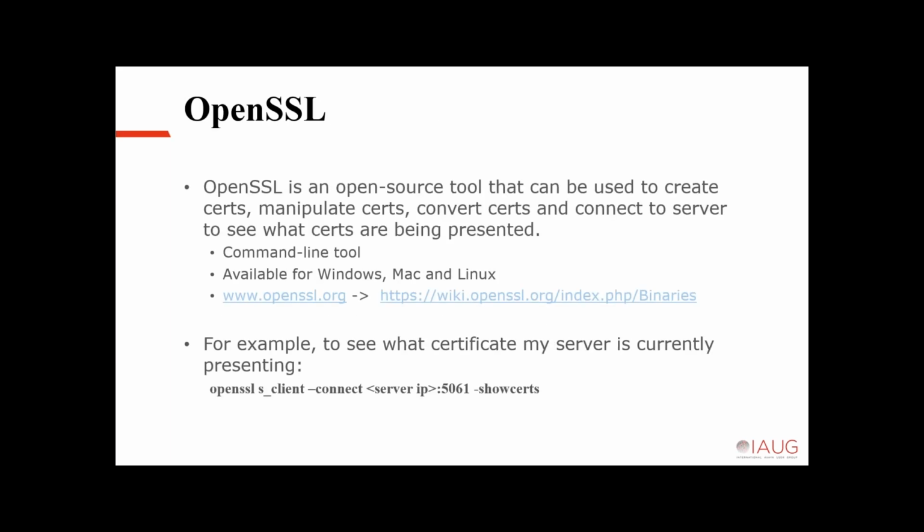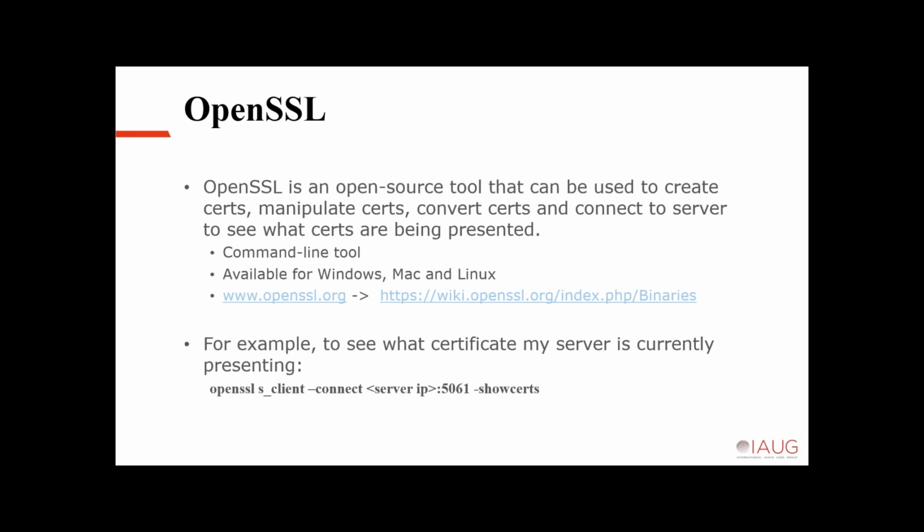So OpenSSL is an open source tool that can be used to create certs, manipulate certs, convert certs, or connect to a server to figure out what my server is actually presenting. It's a command line tool. It's available for Windows, Mac, and Linux. To grab it, you go to openssl.org, and you're going to have to search around the site a little bit to get the actual, what they call binaries, the thing that you can install on your computer. But if you go to https://wiki.openssl.org/index.php/binaries with a capital B, you can actually download the file that has openssl.exe, or the versions for the Mac or all the other platforms.